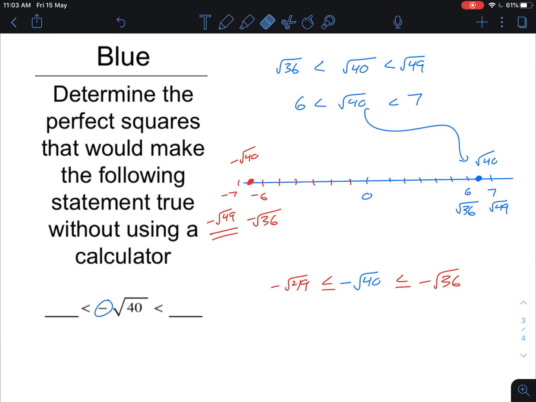Oh, and actually on these, I guess it's just less than and greater than. It's not or equal to. So you could have written that as your answer, or you could have also written what the actual perfect squares were. So if you wrote -7 is less than negative square root of 40, which is less than -6, that is fine as well. So both of these answers would be acceptable.